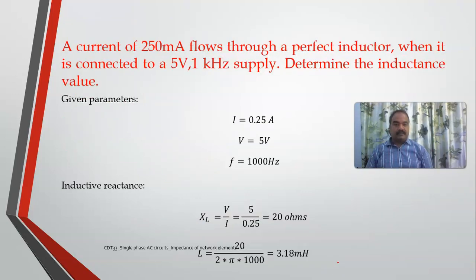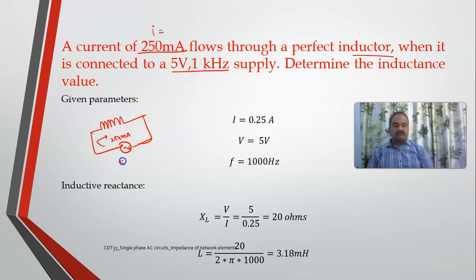Okay. And next, one more problem. Say here, a current of 250 milliamperes, this is I, RMS value, through a perfect inductor, which means only one inductor is there, and this is the supply, and the current flowing is 250 milliamperes. Then it is connected to a 5 volts, 1 kilohertz supply, 5 volts, 1000 hertz. Determine the inductance.